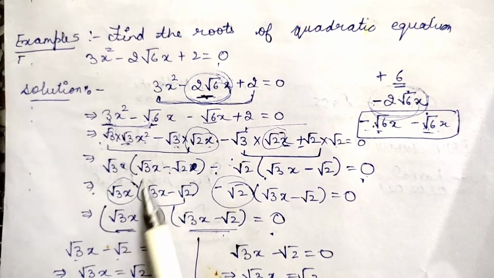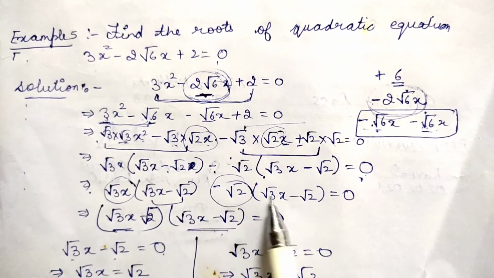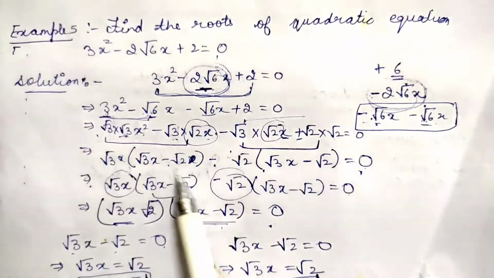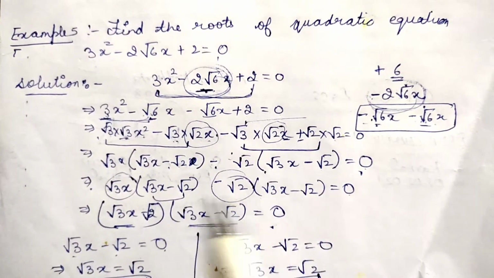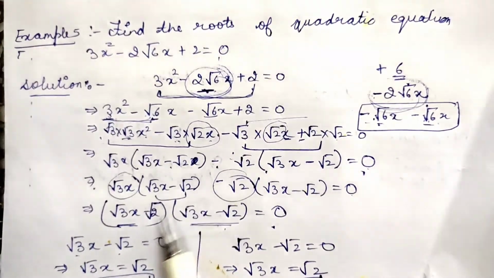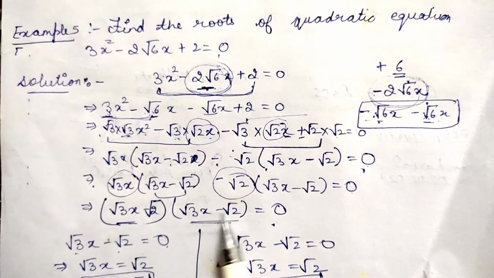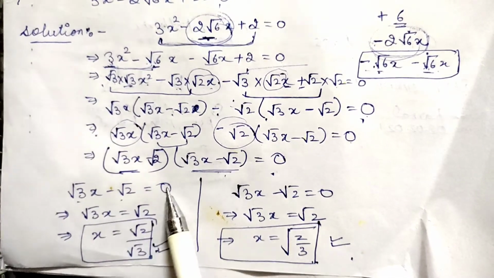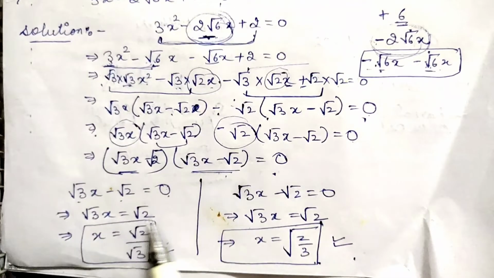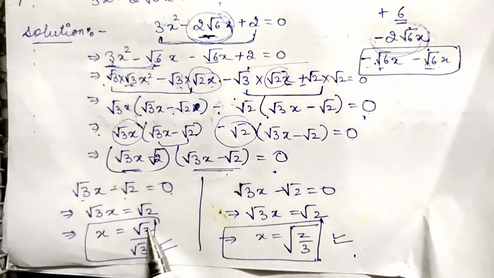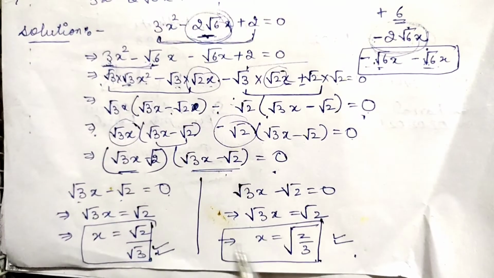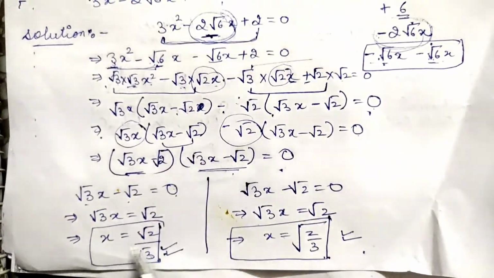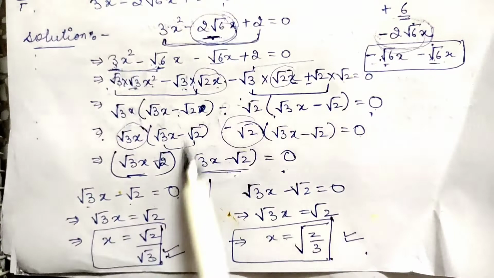Then root 3x will be here. Root 3x minus root 2, minus root 2 into root 3x minus root 2, is equal to 0. Then I will take common this value which is coming in both, root 3x minus root 2, so this will be root 3x minus root 2 is equal to 0. So what will be here? Root 3x minus root 2 is equal to 0. Root 3x is equal to root 2, that means x is equal to root 2 by root 3. So these will become my two values, two roots of the given quadratic equation, right?